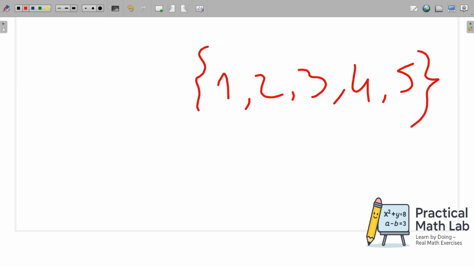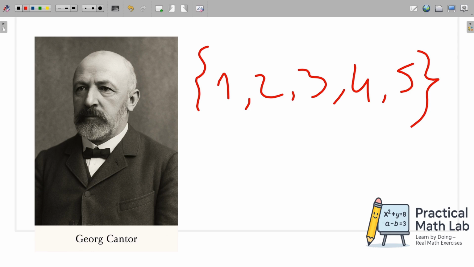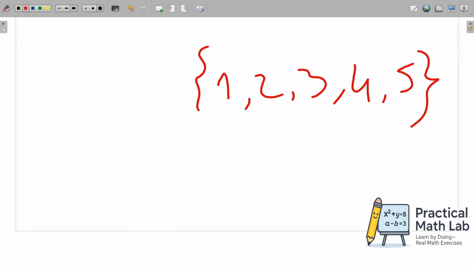How did set theory come about? Well, set theory was born in the 19th century from the ideas of George Cantor and Richard Dedekind. Cantor wanted to understand concepts like infinity, revolutionizing mathematics by showing that there are different sizes of infinity. But what does that mean?